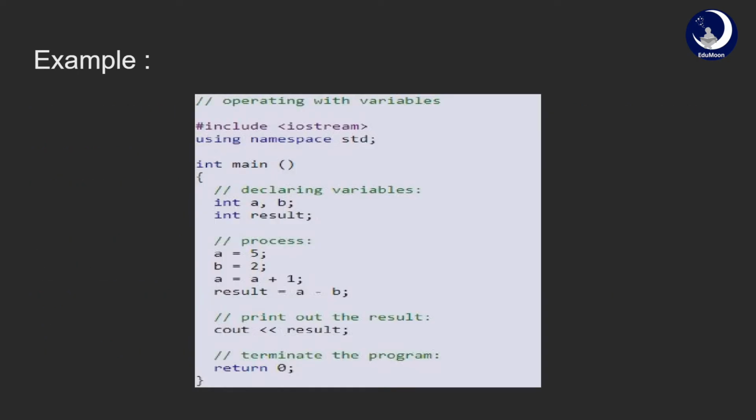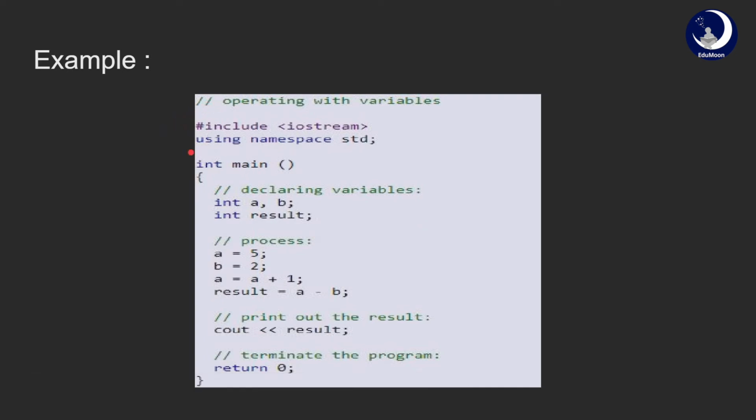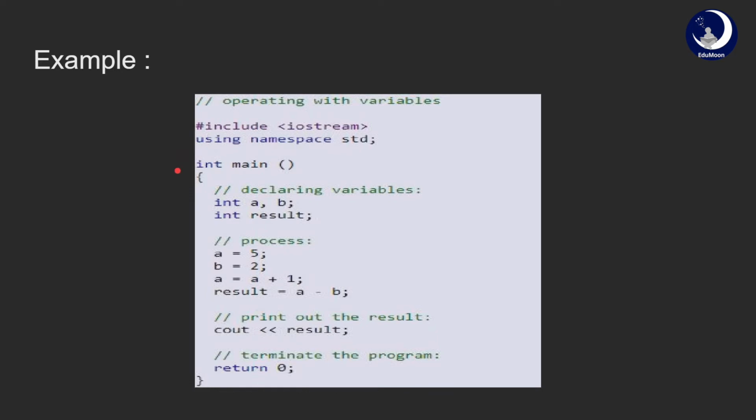Now let's look at an example. This is a simple C++ program. Here we have the hash include iostream and then we have a line called using namespace std. We'll discuss more about this in the upcoming lectures. Then we have the starting point of the execution of the program, that is the main function. As this main function will be returning a value of integer, here we'll be returning 0, that is return 0. And then here we have the int main. This is the actual starting point of the execution of the program.